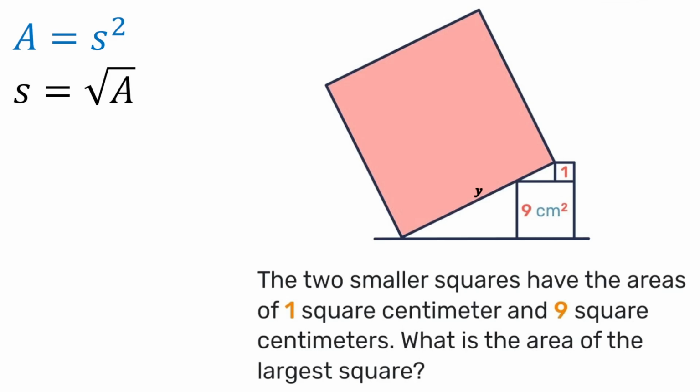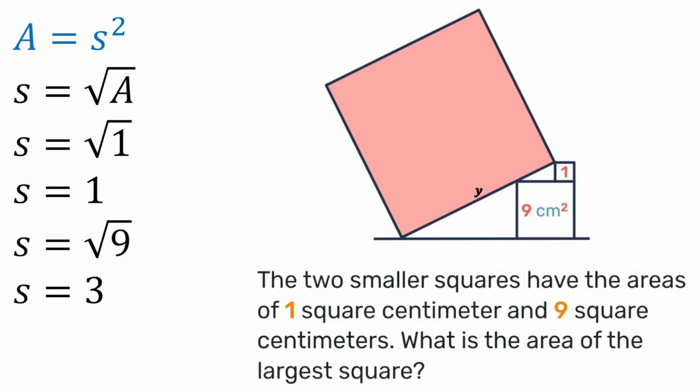So for the smallest square, the side will be the square root of 1, which is just 1. And for the medium-sized square, the side will be the square root of 9, which is 3. So let's place those on our diagram. Let's see, what else do we know?